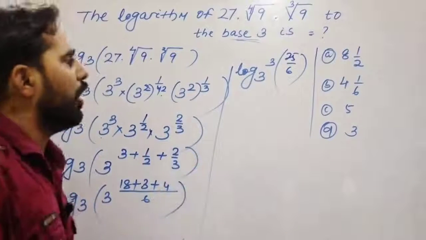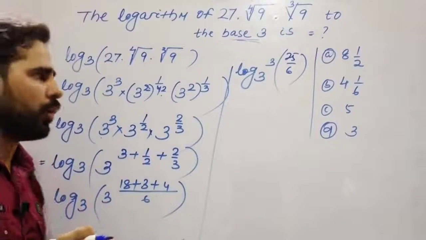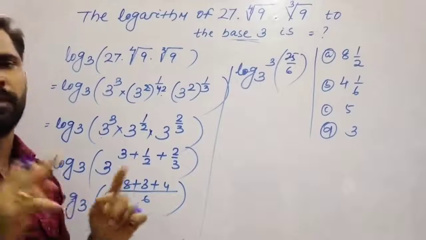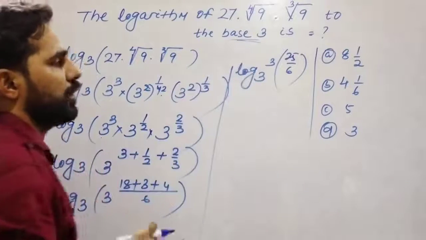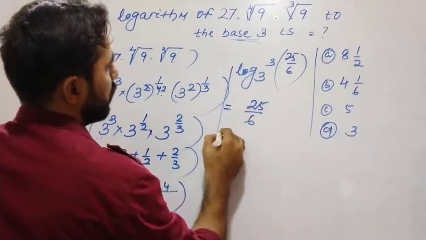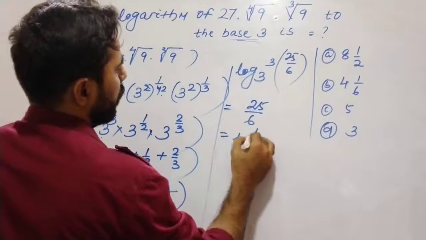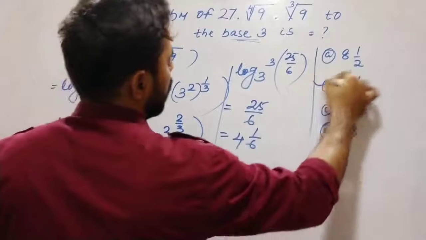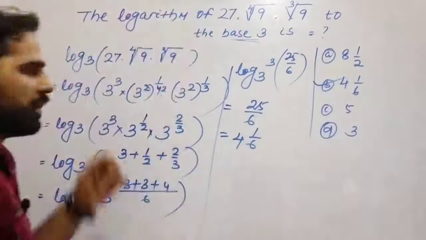As we know that log a to the power a is equal to 1, log b to the power b is equal to 1, so log base 3 of 3 to the power 3 is equal to 1. So the answer is 25 by 6, or 4 upon 1 by 6, option 2. This is the answer.